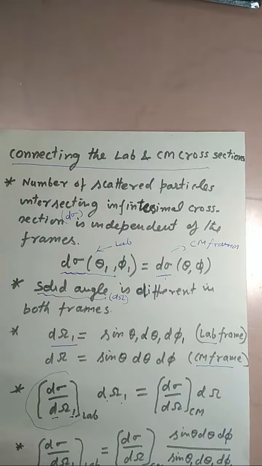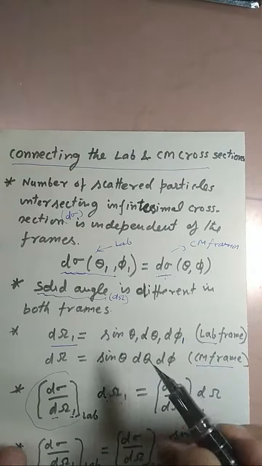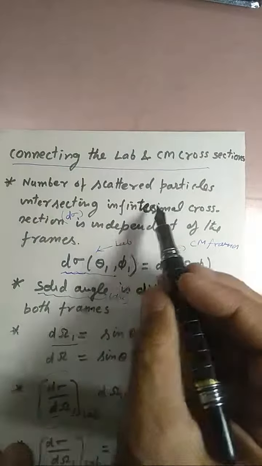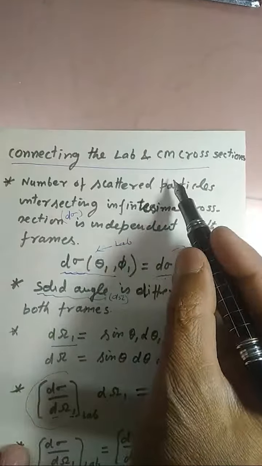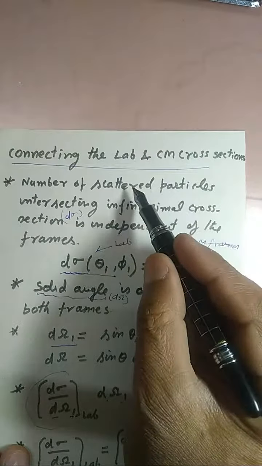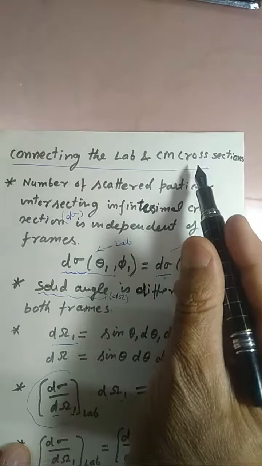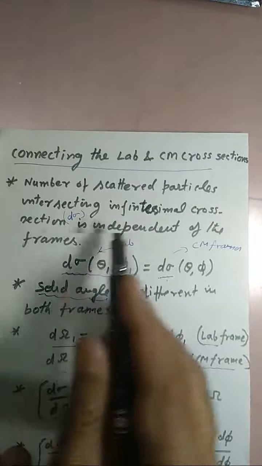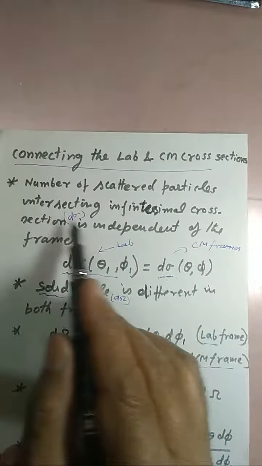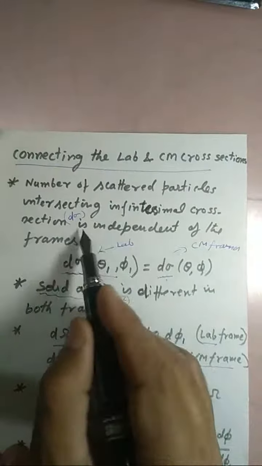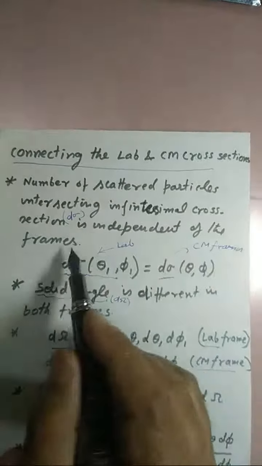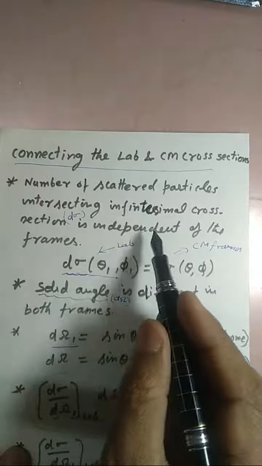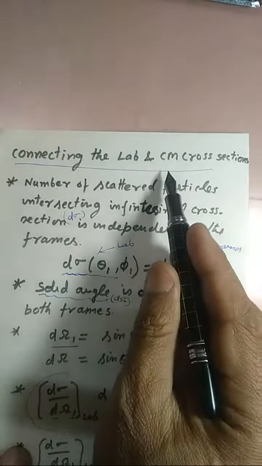In this video, we will discuss the connection between the differential cross section in the lab and center of mass frame. We know that the number of scattered particles during this scattering, that number of scattered particles, the cross section, is independent of the frame.